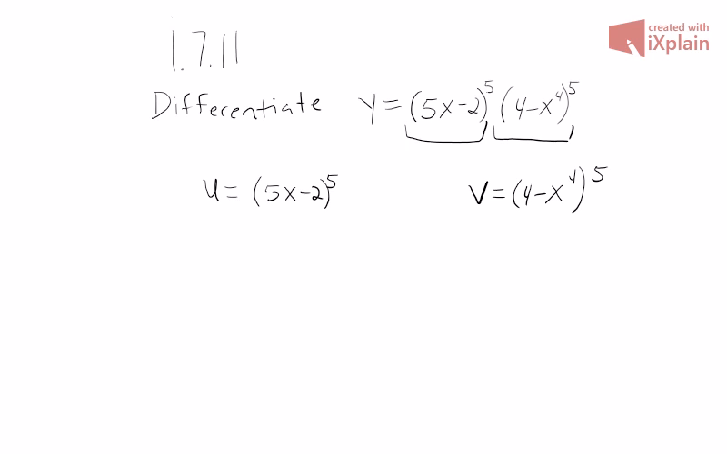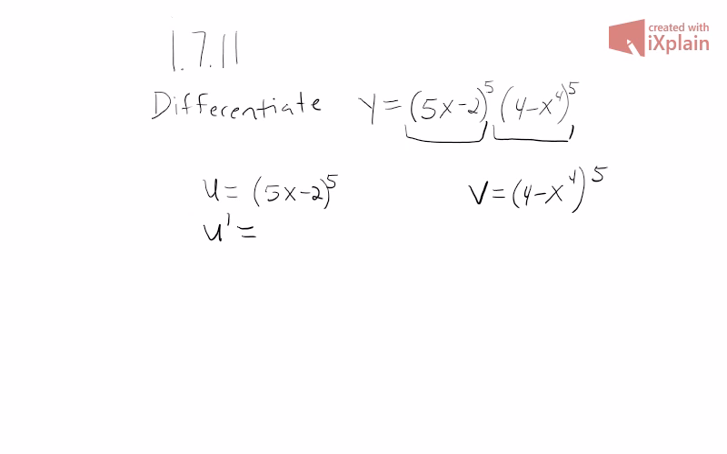Now, while we are trying to do the product rule, we're going to see that we have to do a chain rule as well, okay? Because I have something raised to a power. So my u prime, in order to find what that is, we're going to do a power rule. Or sorry, a chain rule.